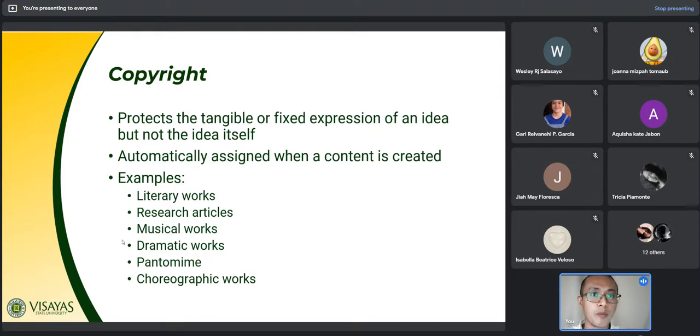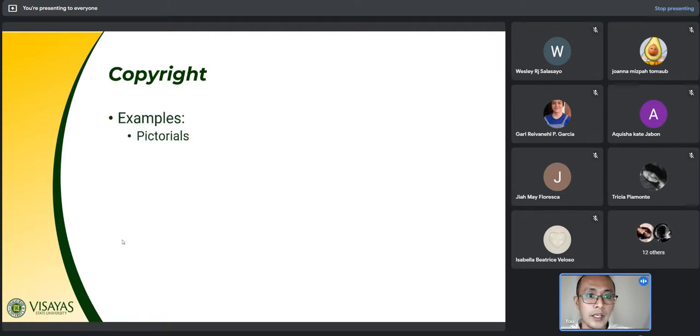So of course, they are protected with copyright. Then again, since they are protected with copyright, you cannot film them and claim it as your own work because that violates copyright.